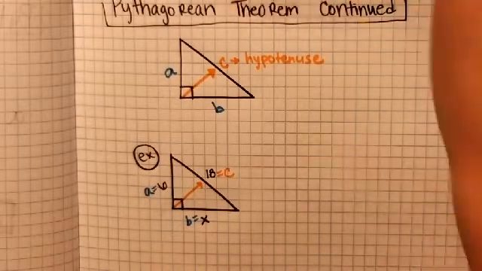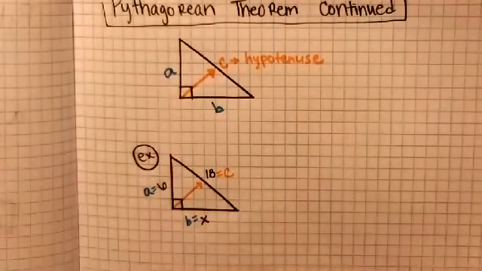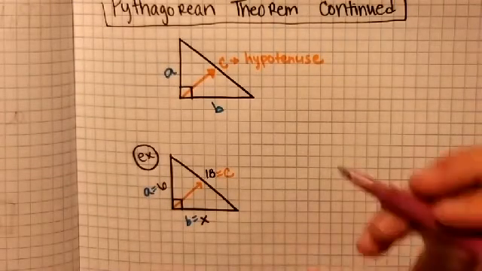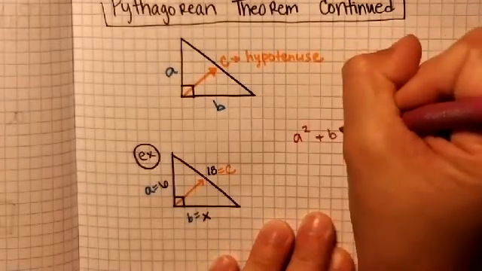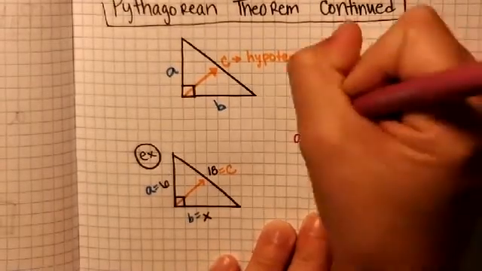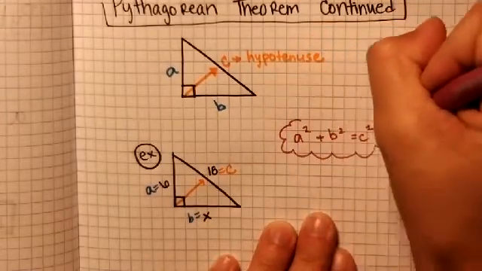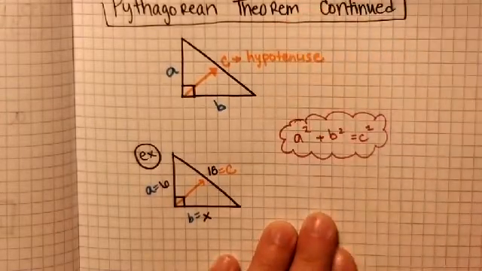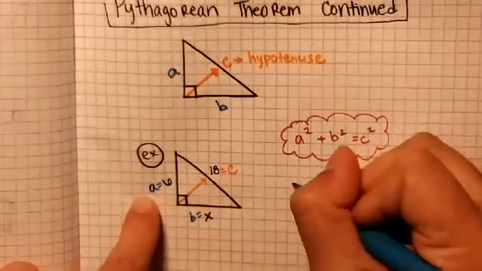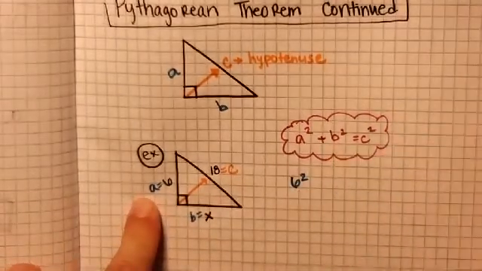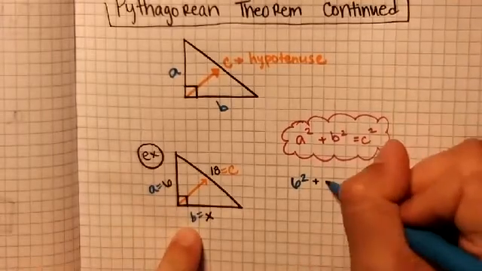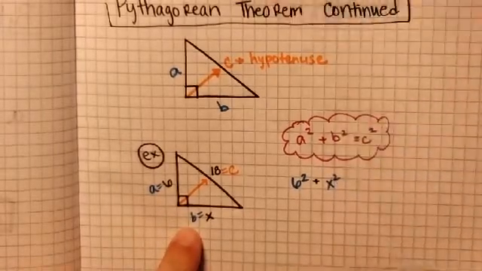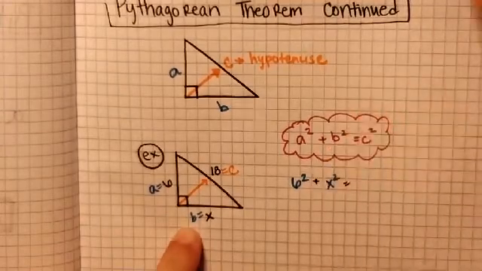It doesn't matter. When we do set up our Pythagorean theorem, just as a quick reminder, Pythagorean theorem is a squared plus b squared equals c squared. So that's always what we're trying to work towards when we're doing Pythagorean theorem. This will be a, which is 6, plus x squared, or b squared, equals our c squared, which is 18.